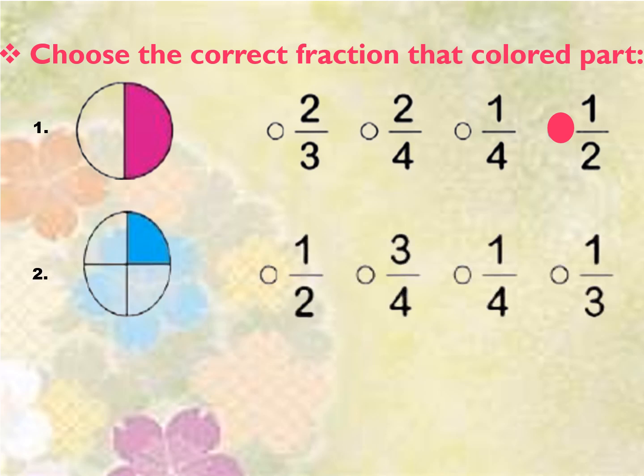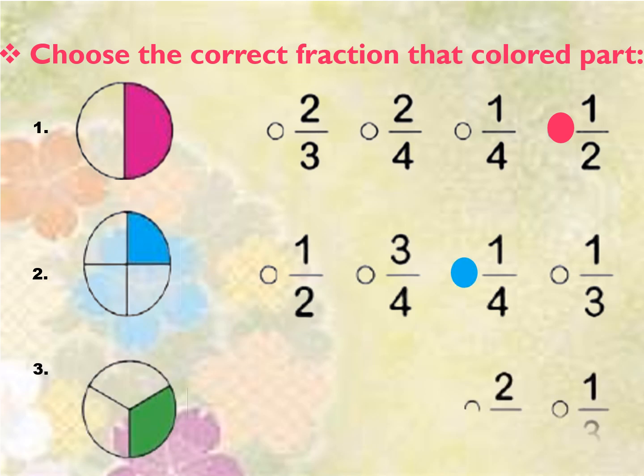I have this shape divided into 4 parts, and one part is colored. So I will count 1, 2, 3, 4 parts, and the colored part is 1. So it will be 1/4. So the first one, no. Second, no. Third, yes, 1/4.